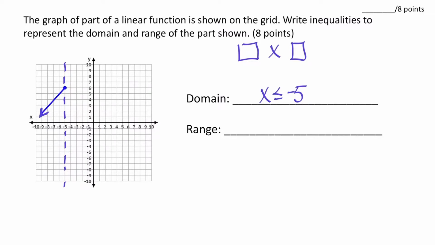It's a similar situation with the range. If I'm talking about the lowest boundary, there is no lowest boundary, because this arrow tells me this line keeps going down forever. So I'm just going to skip the lowest boundary and write y. And then I'm going to talk about my upper boundary, which is right here at y equals 6. Since I have a filled in circle at 6, I'm going to use a less than or equal to sign.